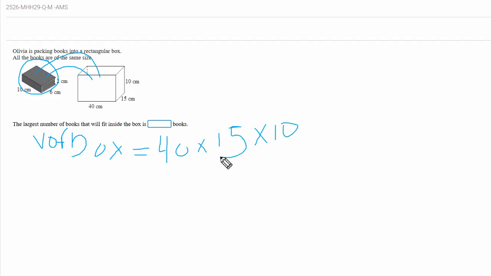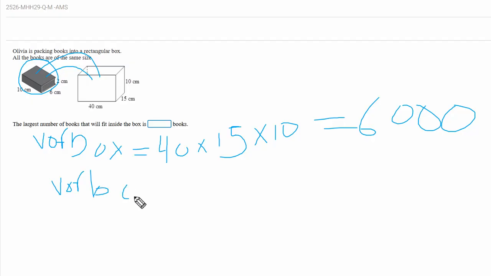40 times 15 times 10. That gives us 6,000. The next thing, I need the volume of the book. Because remember, I'm going to find out how much that book is going to occupy the space inside the box. So volume of the book.